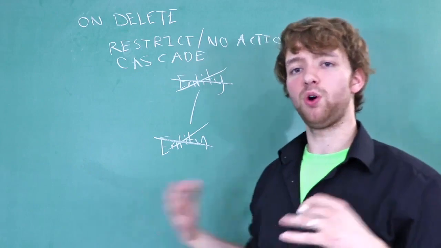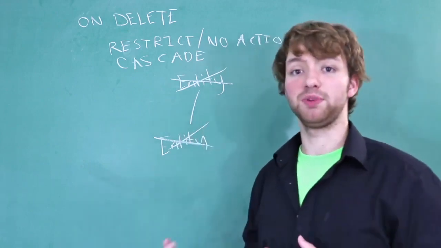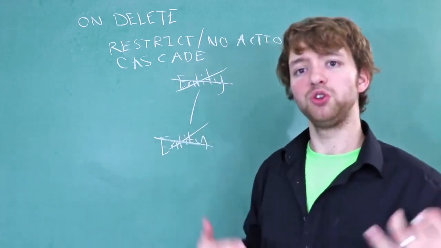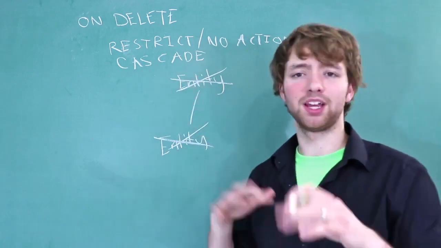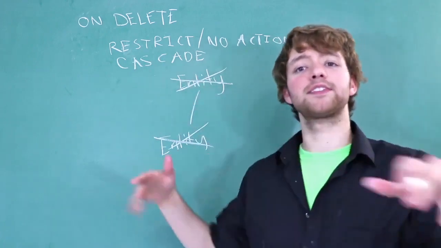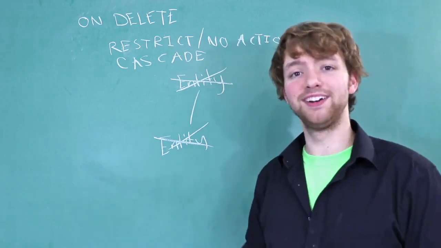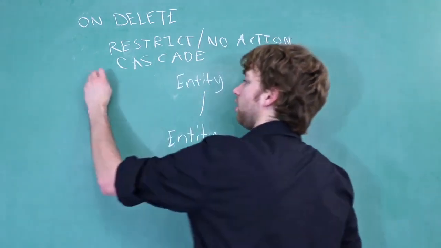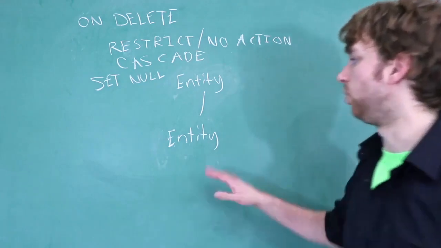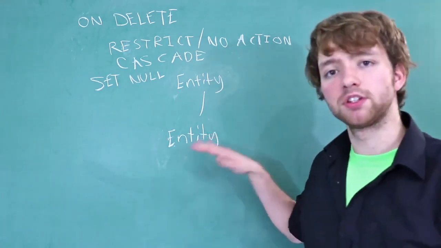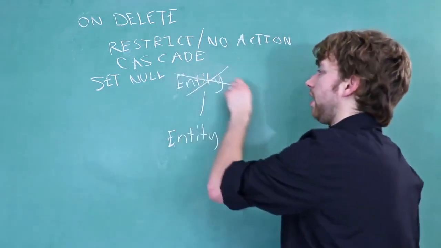The problem is you don't always know everything that's being referenced by everything. So you might delete something intending just to make a minor change, and that might cascade through your database, deleting all kinds of important information, you know? The last option is set null.